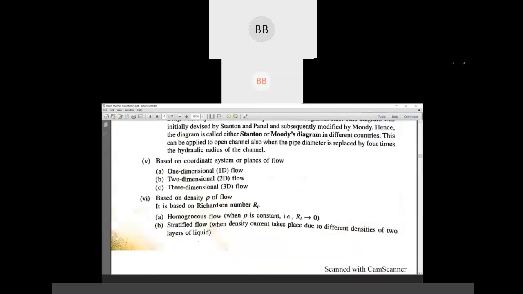The next one is based on your coordinate system, that is 1D, 2D, or 3D. And then next is based on density. Density, see, we consider the density of water to be constant, but this is an assumption. We cannot say the density of water is always the same. Okay, so that's why we have two types. One is homogeneous flow, where your density is constant, and another one where density variation takes place due to different density of two liquids. Okay, so one is the same and one is different.